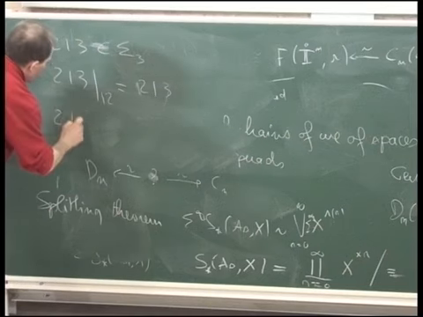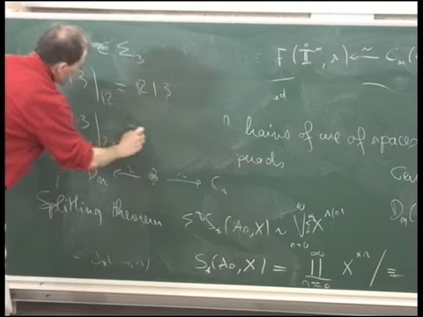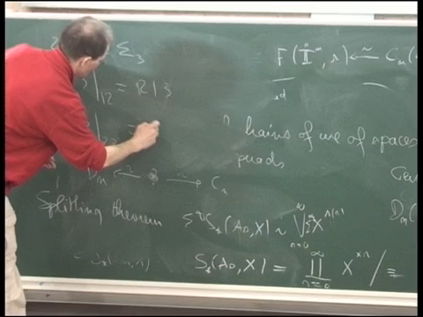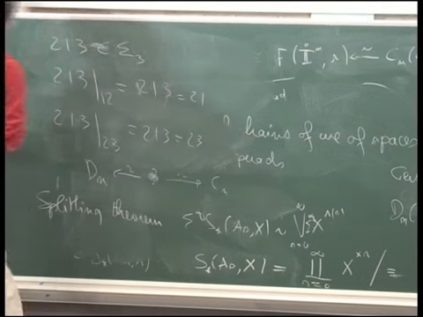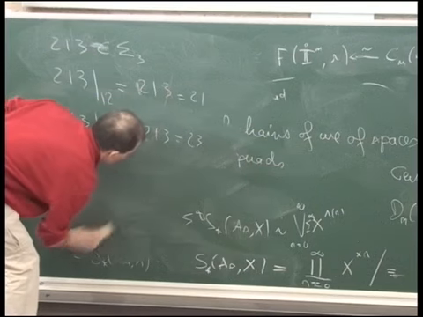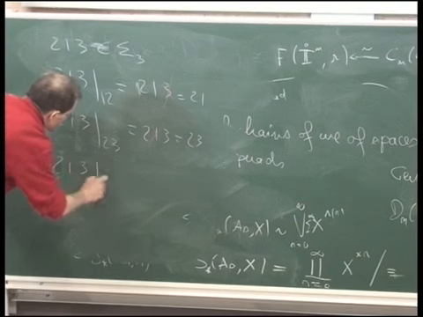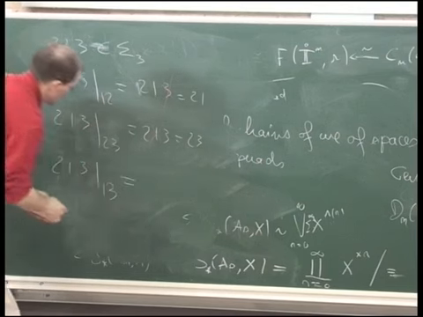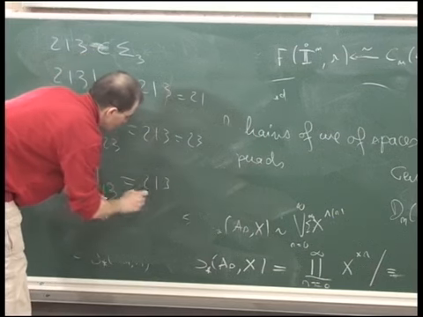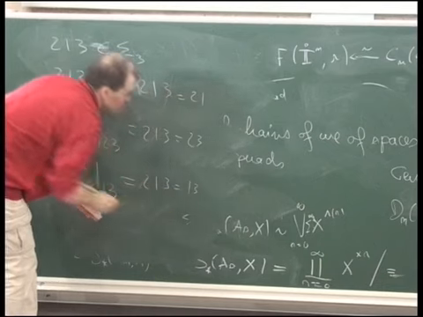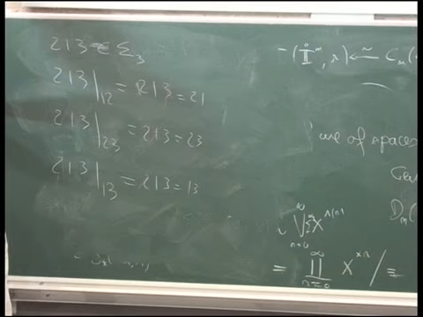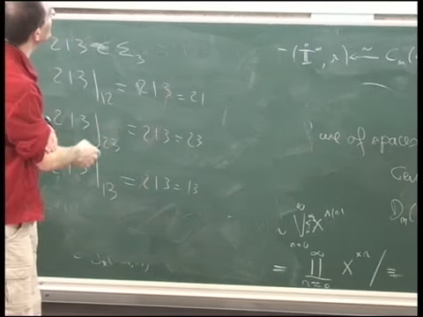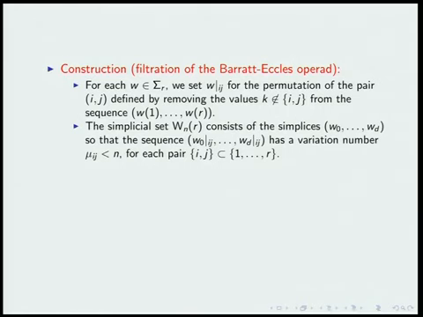I look at the restriction to 2, 3, and I just remove 1, and I get this permutation of 2, 3. If I look at the restriction of this permutation to 1, 3, then I remove 2, and I get 1, 3. And this simplicial set W_n consists of simplices of permutations which satisfy this variation condition.